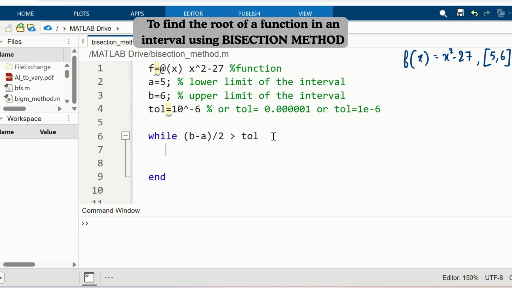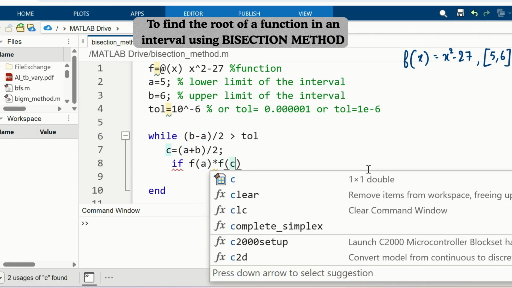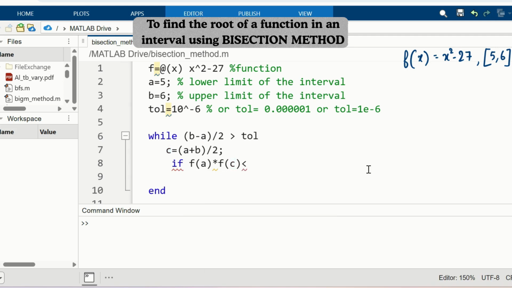Okay, so the first step is to calculate the midpoint, which is the c value. The c value is calculated as a plus b divided by 2. Then after defining c, we check whether the new interval will be a comma c or c comma b. For checking the new interval, we write an if statement: we check whether f of a into f of c, the midpoint, is coming out to be less than 0.